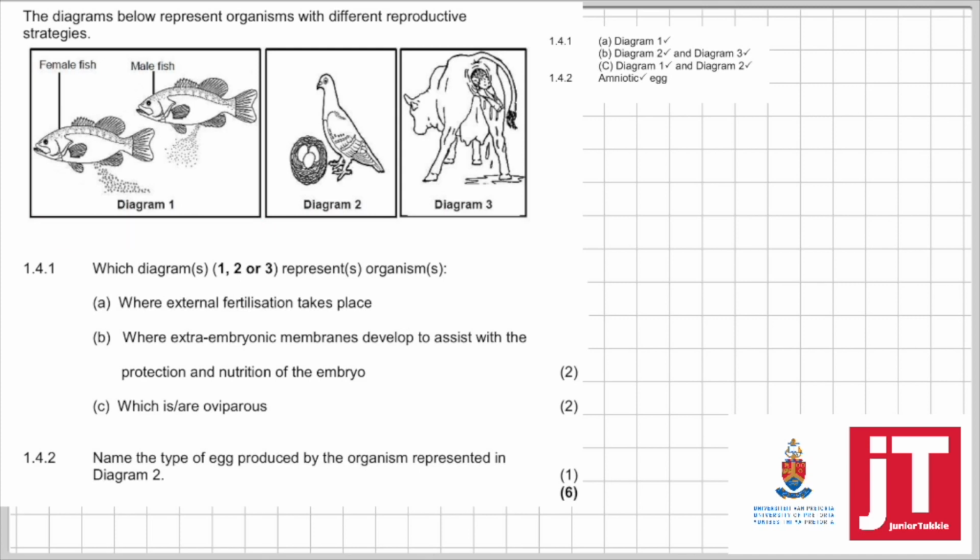Now 1.4.1 B, where the extraembryonic membranes develop to assist with the protection and nutrition of the embryo. That we can see it's diagram 2 and 3. And then C, which of these organisms in diagram 1, 2, and 3 are oviparous? Oviparous are egg-laying, so you can see it's definitely diagram 1 and 2. 1.4.2. Name the type of egg produced by the organism represented in diagram 2. We know there's only one type of egg, the amniotic egg.